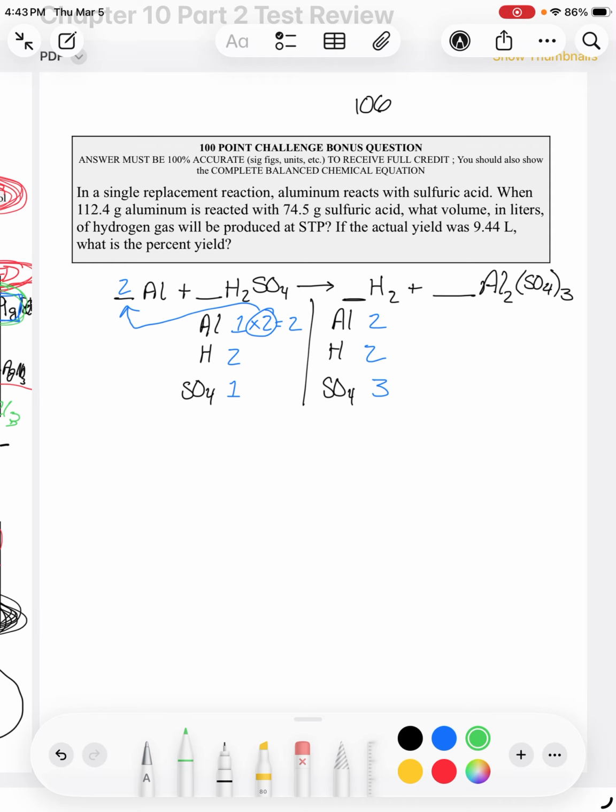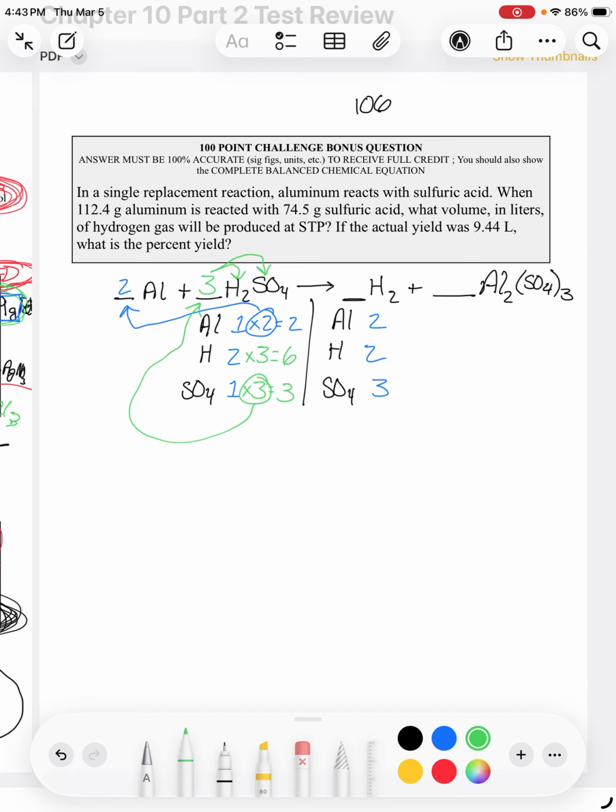What should we multiply sulfate on the reactant side by to make it equal to 3? Good. We'll multiply by 3. And what does that 3 represent? The coefficient. That 3 doesn't just hit the whole sulfate group. It also hits the what? Hydrogen. So we have to multiply that by 3.